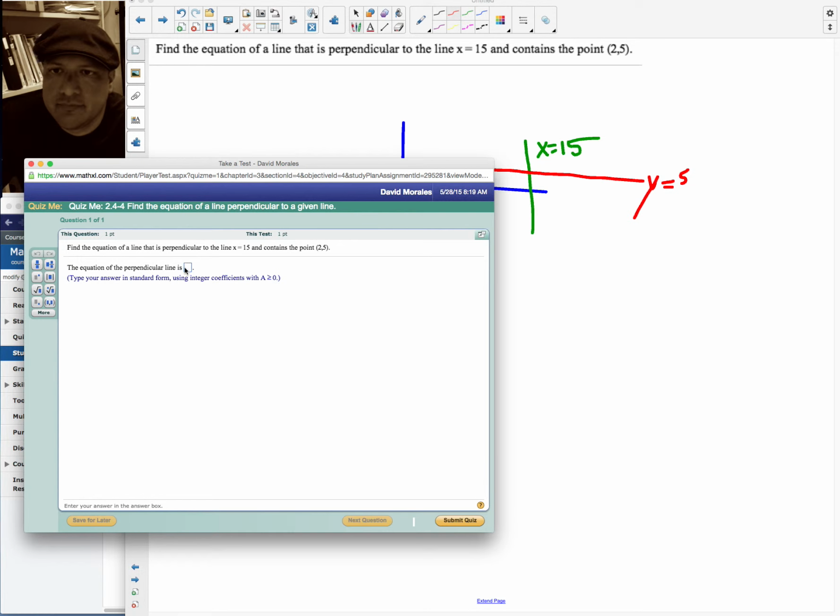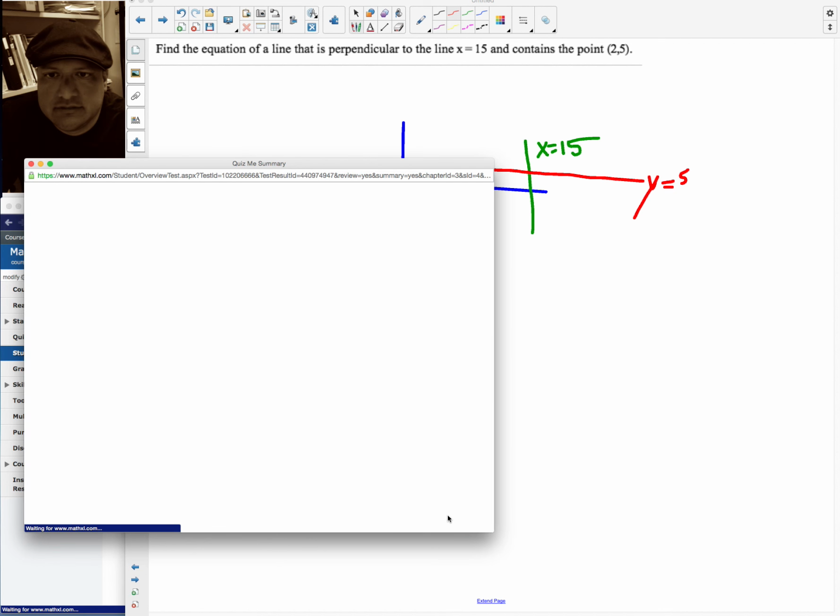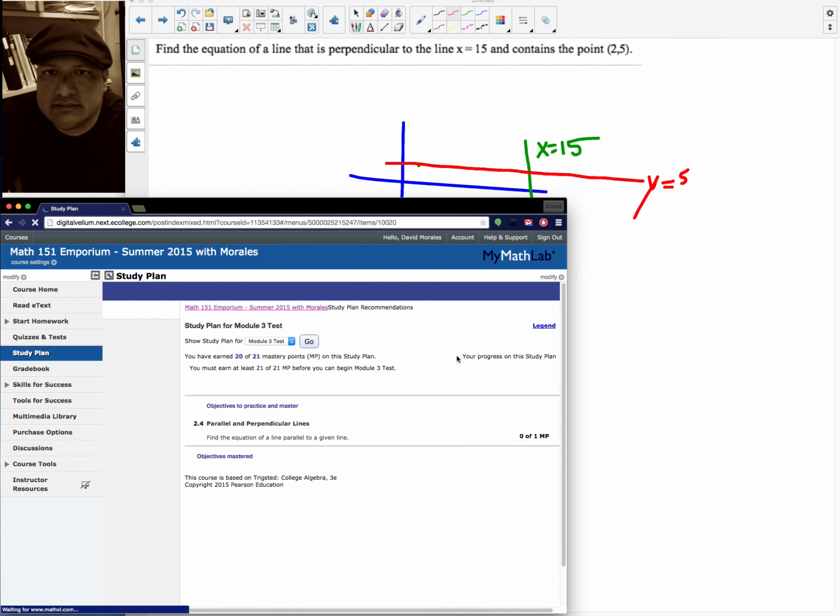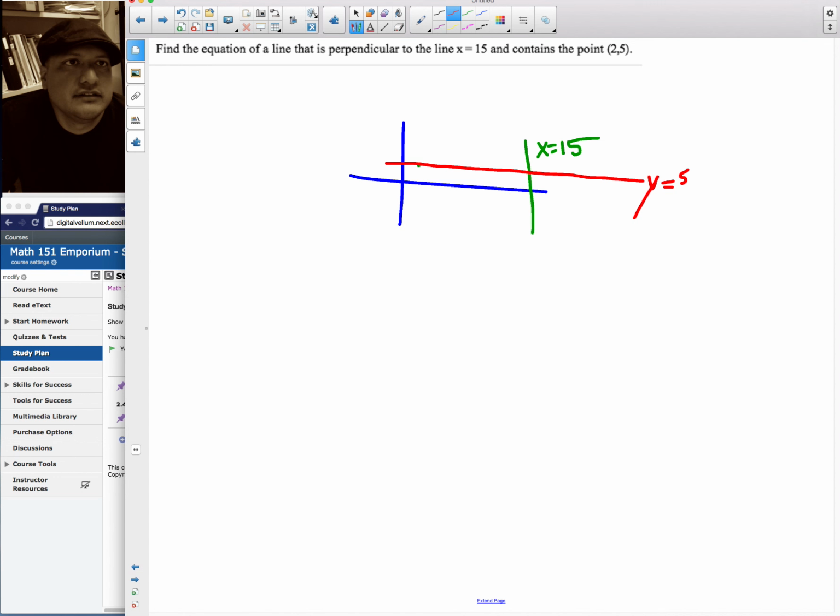See, this is a part I didn't read last time. It wants it in standard form. This is standard form because there's no x. There's 0x plus 1y equals 5. So that is that. And we are now done with the chapter.